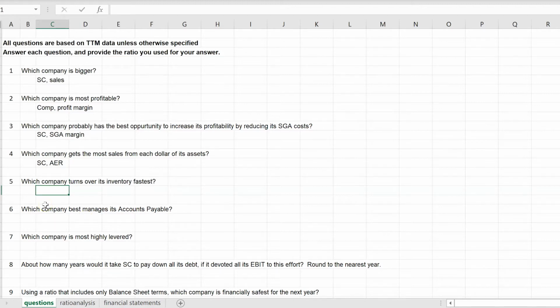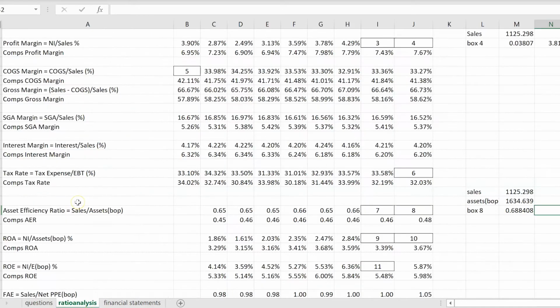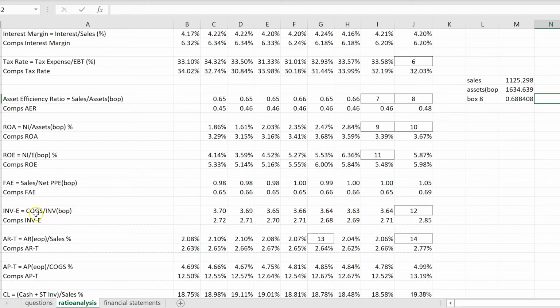Question number 5, which company turns over its inventory the fastest? To solve for this one, we are going to look at the inventory efficiency ratio. Go to the ratio analysis page, find inventory efficiency ratio, which is just your COGS divided by the inventory at the beginning of period, and we have to solve for another box. This tells us inventory efficiency ratio, 12 trailing months of Sound Capture. To solve for this, we are going to need COGS, as well as inventory beginning of period.